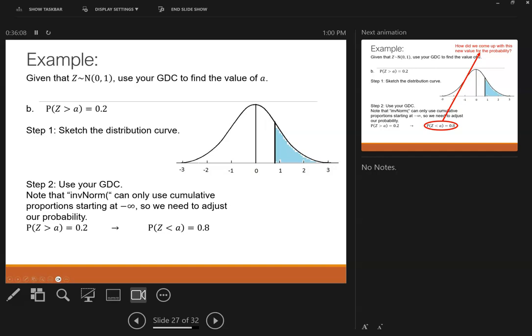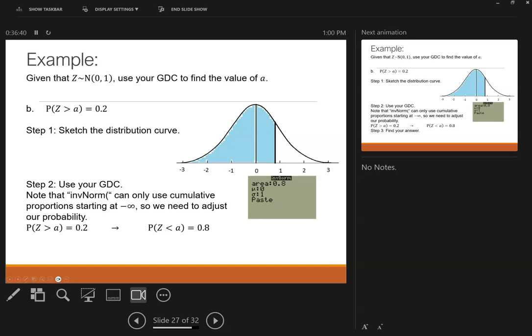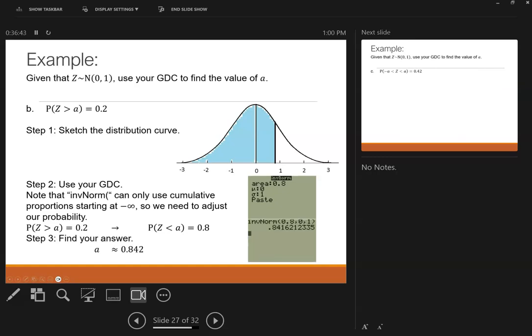Now, why did I dump the or equal to? Because a normal distribution is continuous. The probability Z less than A is the same as the probability that Z is less than or equal to A. Everybody's okay with that? Remember we talked about that earlier? So I can always do that if I'm dealing with a normal distribution. So that's what's going into my calculator. And then kablamo! 0.842 is my measurement for A. Does that feel okay?